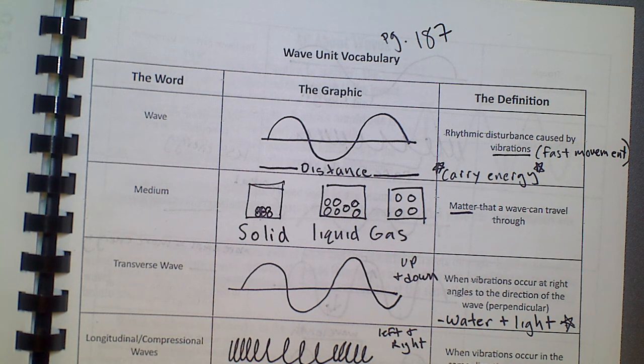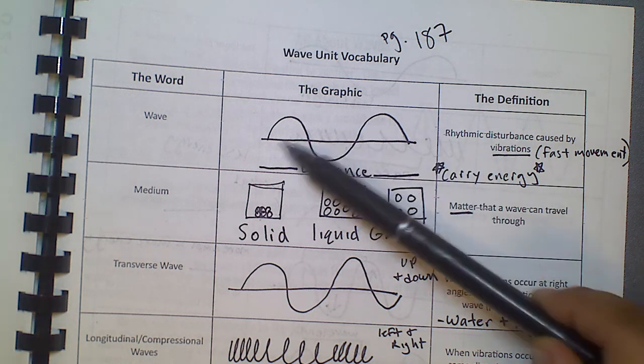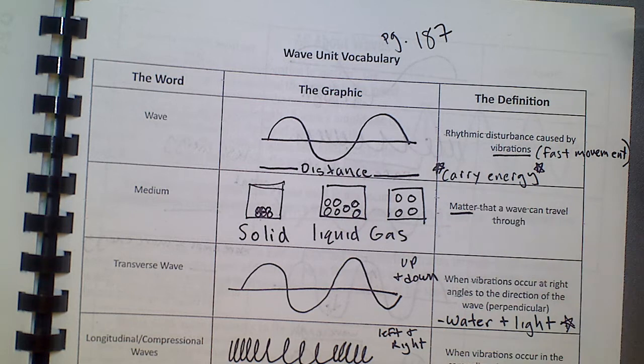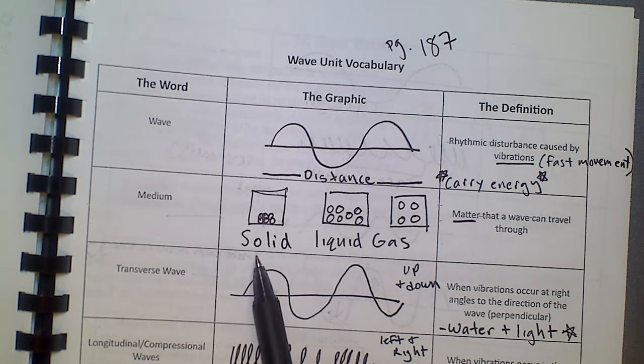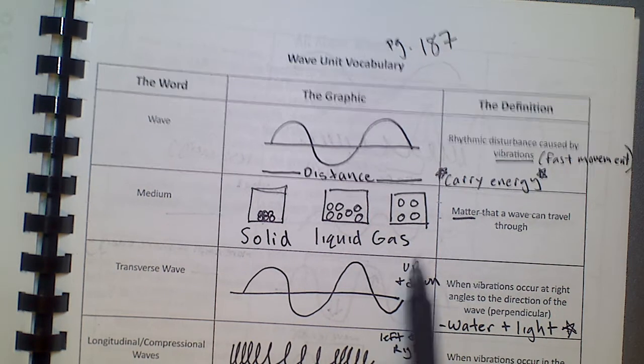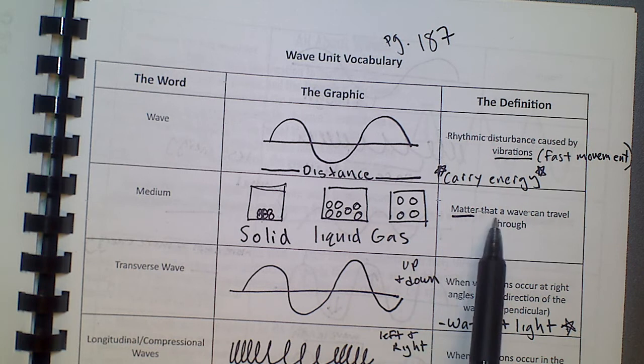To start with, a wave is a rhythmic disturbance caused by vibrations. Vibrations are really fast movements that carry energy across a distance. And this is our typical picture of what a wave looks like. A medium is a solid, liquid, or gas, so it's any matter that a wave can travel through.